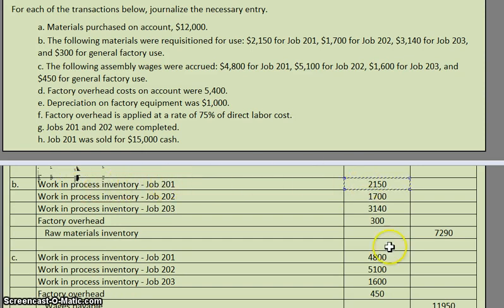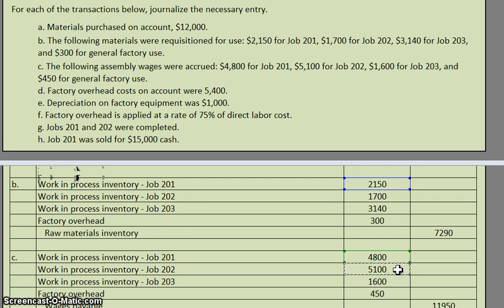We added $2,150 to that account. So I'm going to grab that for our formula. That's our direct materials. And on my keyboard, you might not be able to see this, but I'm going to put a plus sign. So now I have equals that cell plus. Now I want to grab our direct labor for job 201. So our direct labor was in C. So I'm going to grab this direct labor of $4,800 from C. And again, you can't see me doing this, so I'm going to put another plus sign.